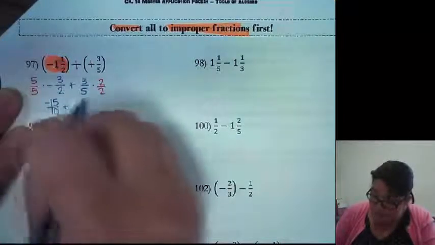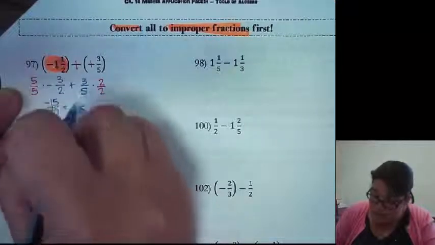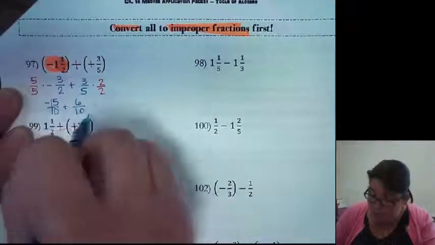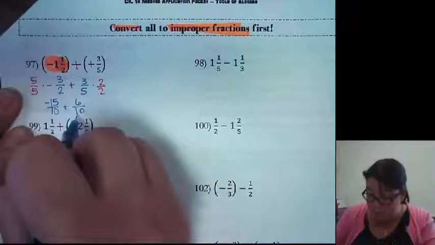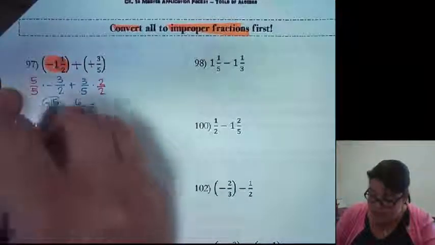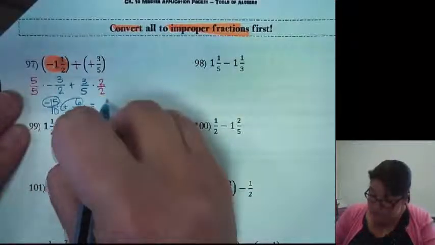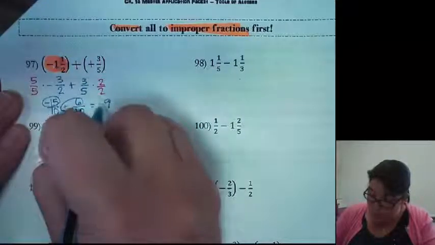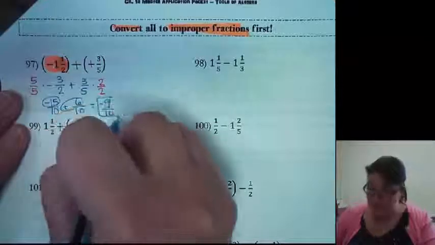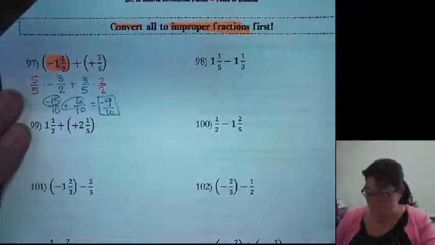Now here I have 5 times 2 is 10, and 3 times 2 is 6. Now I can go straight across because my denominators are the same. So let's see, negative 15 and positive 6, different signs, subtract. So when I subtract those, it's 9. Keep the sign of the bigger one and keep my denominator. And that's all there is to it.